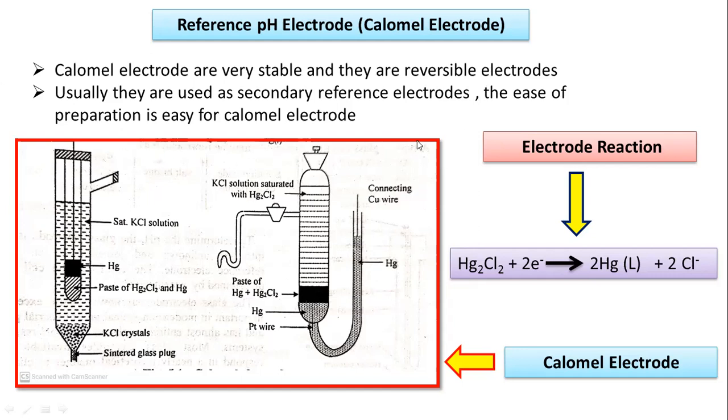And the most important thing associated with the calomel electrode is that the preparation of this electrode is very easy. You can see the diagram of this reference pH electrode, that is a calomel electrode. And what is the reaction that happens at the calomel electrode?